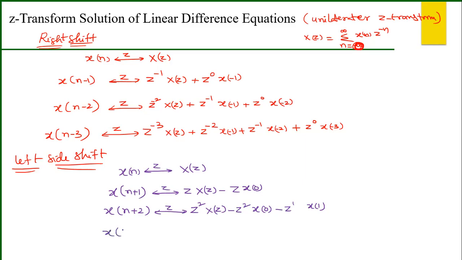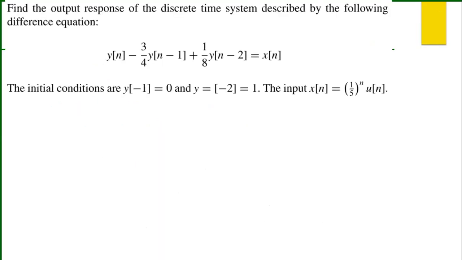If I am writing x of n plus 3, what is the Z transform? You practice this one. z cube X of z, and 3 terms should be there: x of 0, minus x of 1, minus x of 2. What terms should be here? z cube, z square, z. z power 0 should not be here. Only z to z square. Positive powers of z only we need to write; don't take z power 0. You need to be careful. So if you understand right shift and left shift, the next problems you can solve easily.